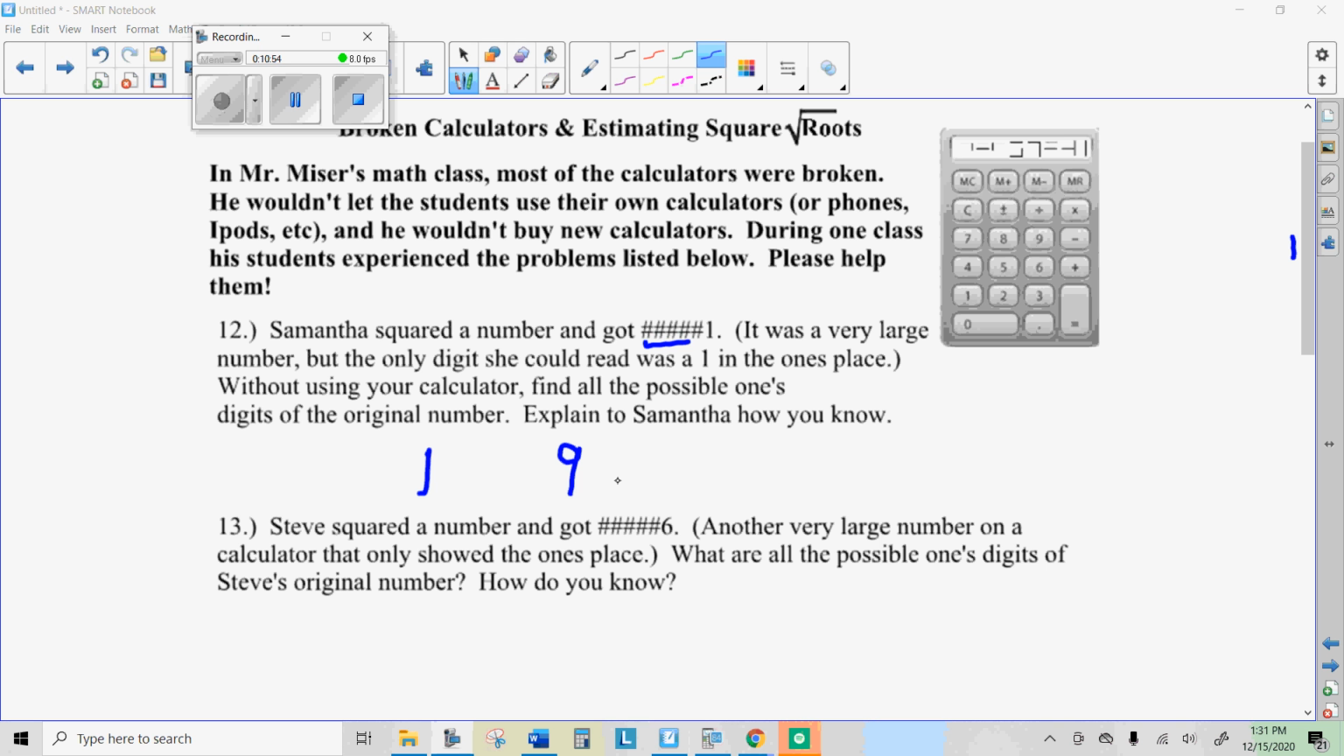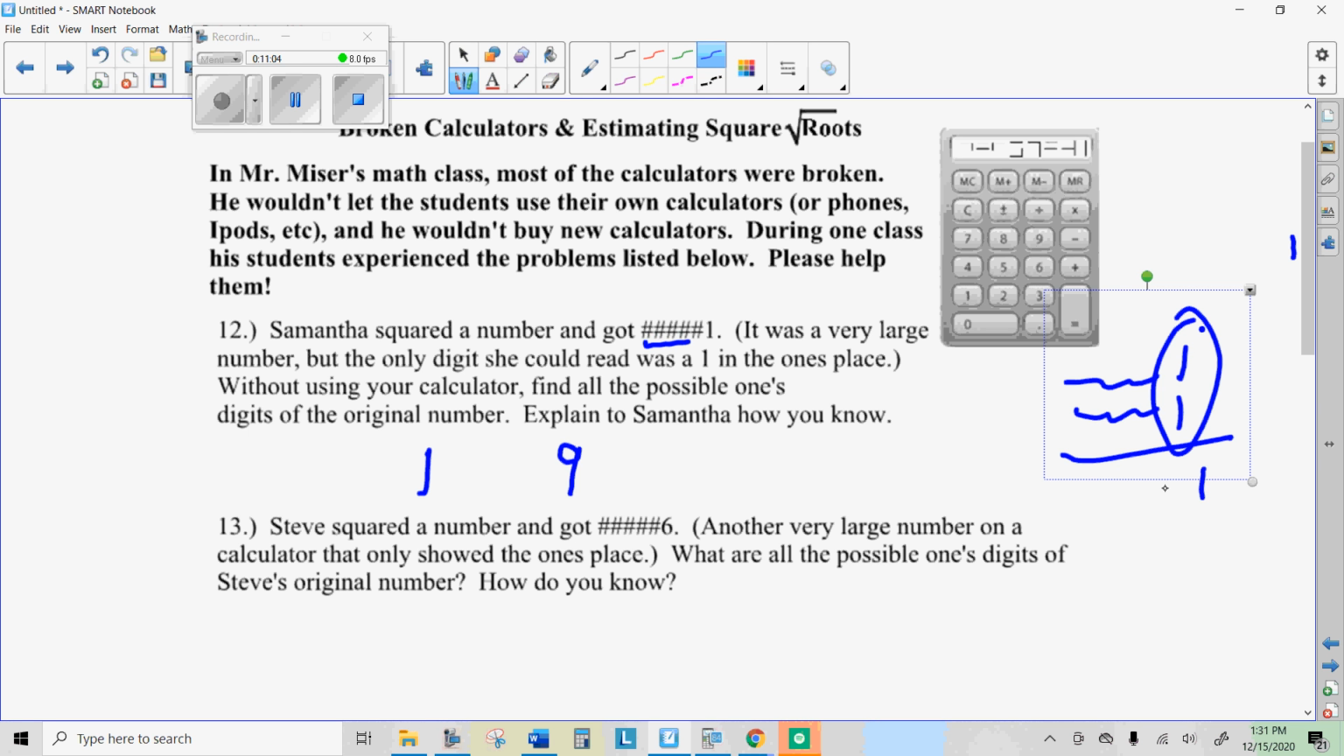Now I picked 1 and 9 because no matter what the number is, if it ends in 1 and you multiply that by itself, you're going to do 1 times 1, which is 1. Also, if the number ends in 9, 9 times 9 is 81, so you would have a 1 at the end, and then you would carry the 8. So that's got to be a 1 or a 9.